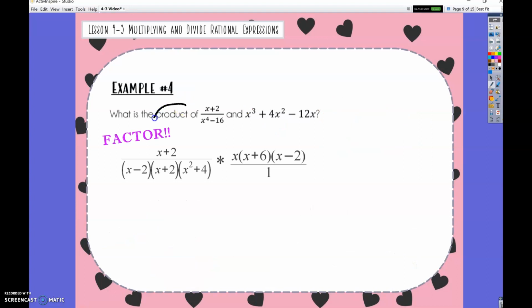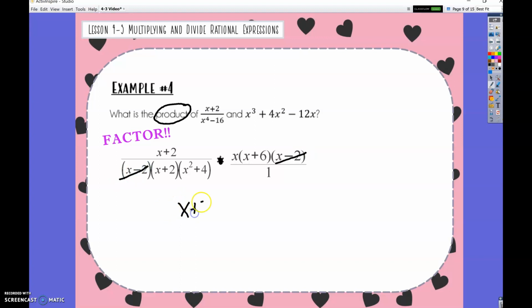Example 4 is still asking for the product, so you'd be multiplying. But notice how the first one's the only one with the fraction, and I have factored that denominator there. But the second one doesn't look like a fraction. That means it's just over 1. So taking out an x and factoring that one, we could now reduce our x minus 2's. And from there, it looks like that's about all we can do, actually.